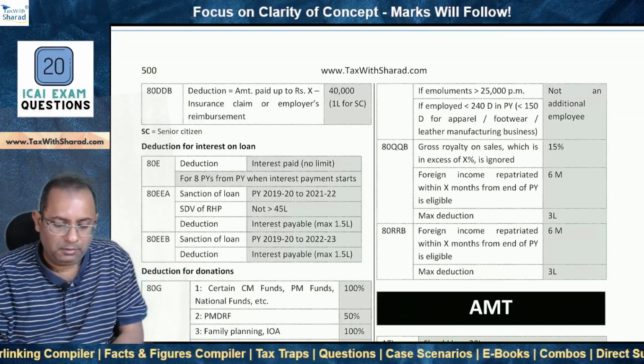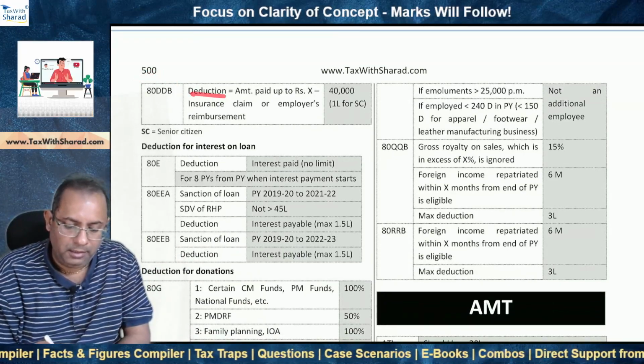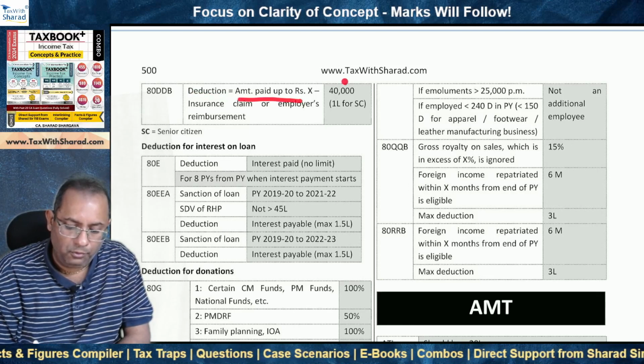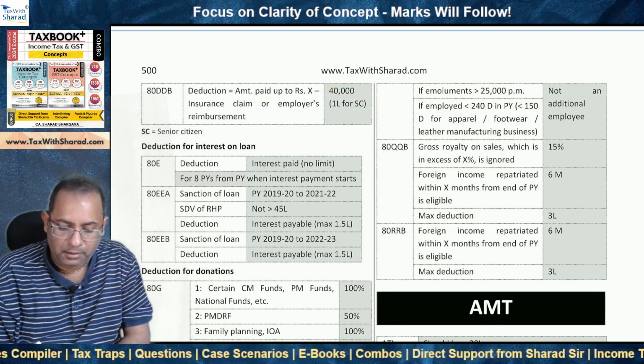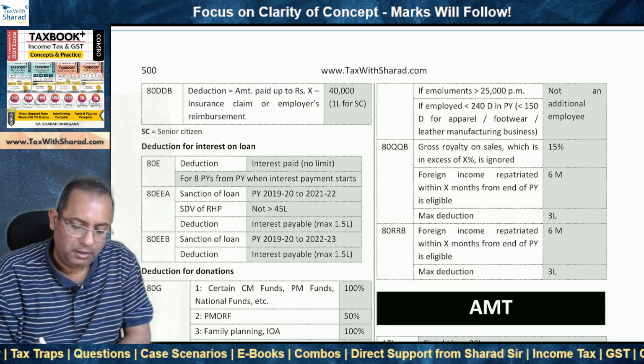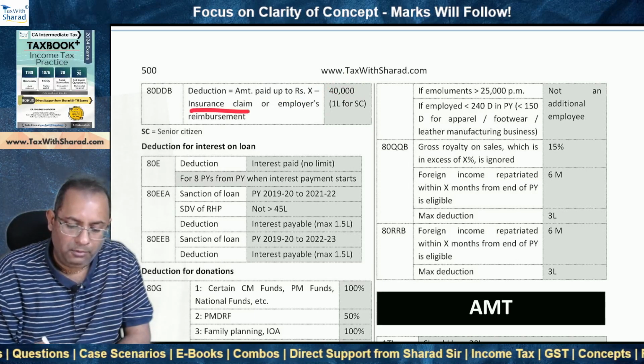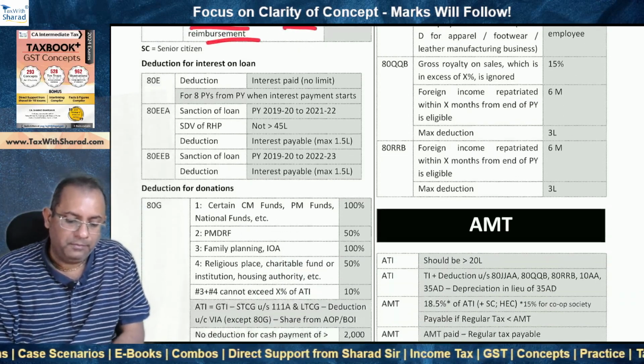80DDB, expenditure on specified diseases deduction. The formula is amount paid up to rupees 40,000. And this limit is increased to 1 lakh for a senior citizen. From this, we reduce insurance claim or the employer's reimbursement.